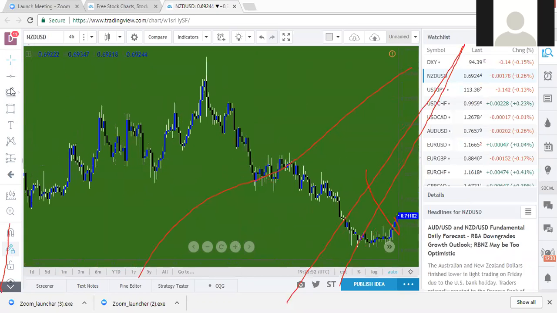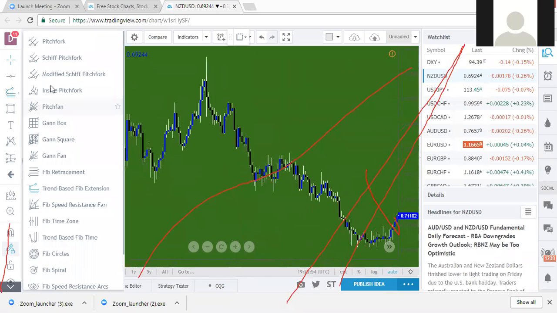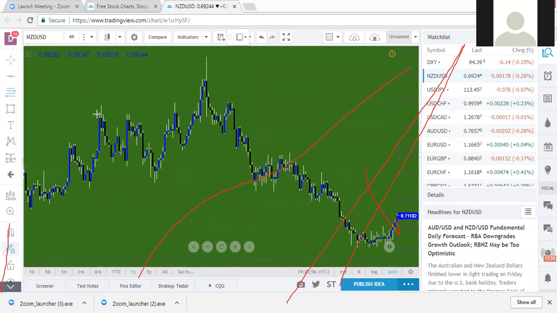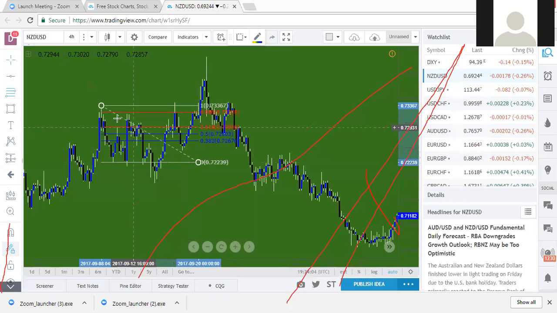Maybe that's valid. Let's see if that one's working. Nah. See, price comes up to the 618. Invalid. Probably be looking for a Gartley or something else. Different class.